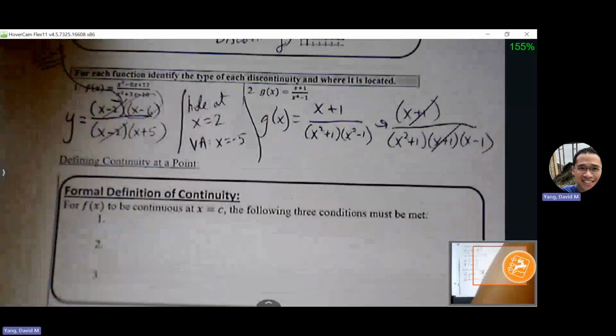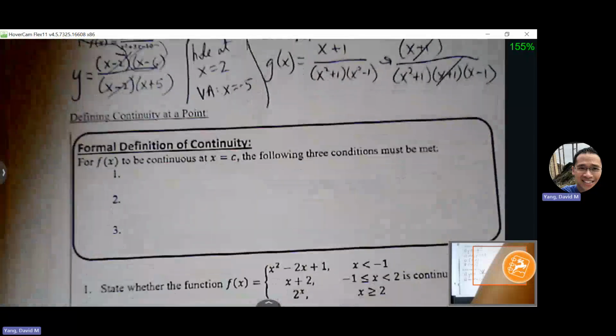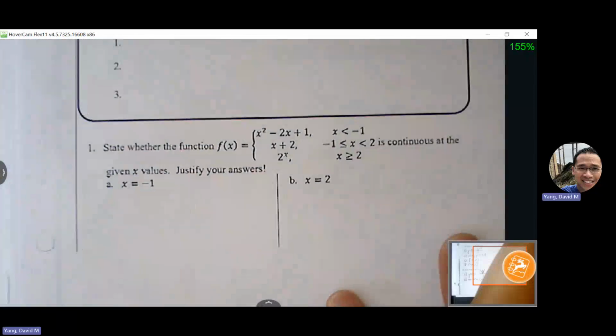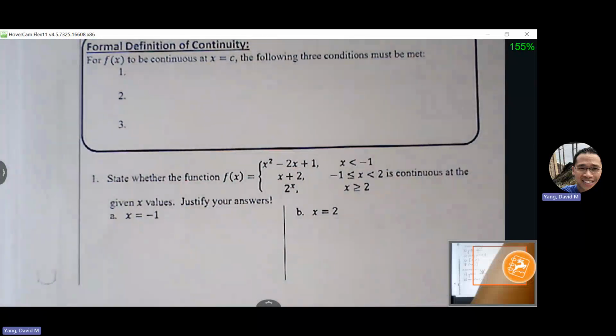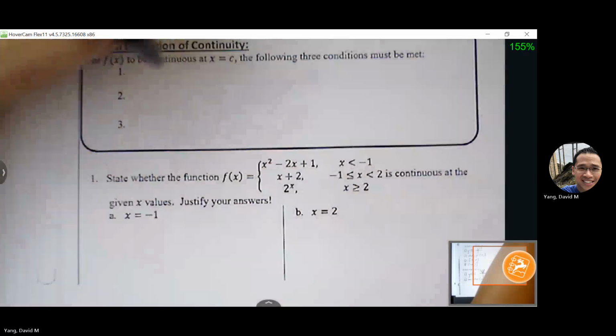All right, let's look at example 1 here. This is where we're going to prove continuity with the conditions that we've established. Let me write those out again.